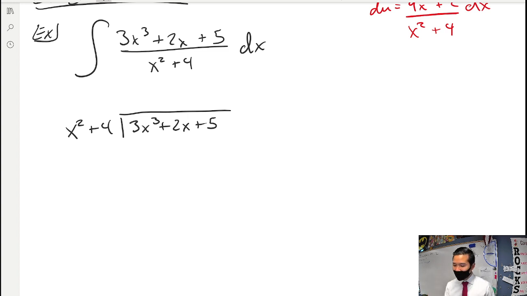Watch this. How do I get x squared to match up with 3x cubed? You multiply by 3x. 3x times x squared will give me 3x cubed.